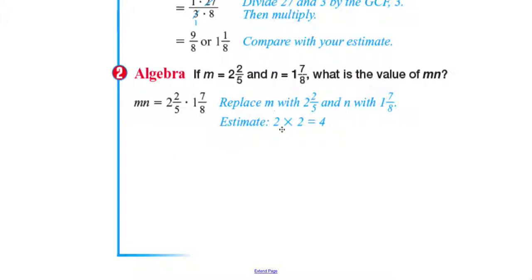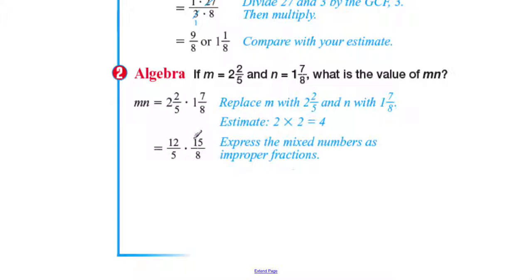But before we do that, let's estimate our answer. Since 2 and 2/5 rounds to 2 and 1 and 7/8 rounds to 2, our estimated answer should be close to 4. So we express 2 and 2/5 as an improper fraction, which is 12 over 5. We express 1 and 7/8 as an improper fraction, which is 15 over 8. Now we want to find the GCF of 5 and 15 and the GCF of 12 and 8.